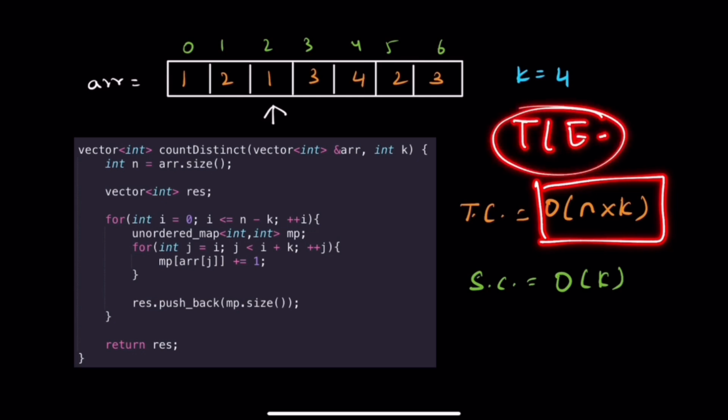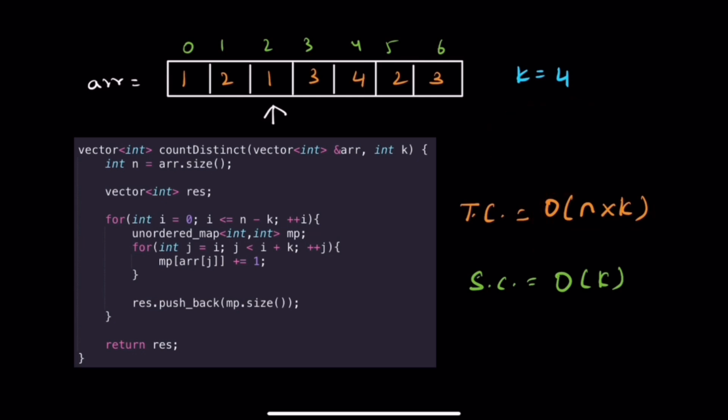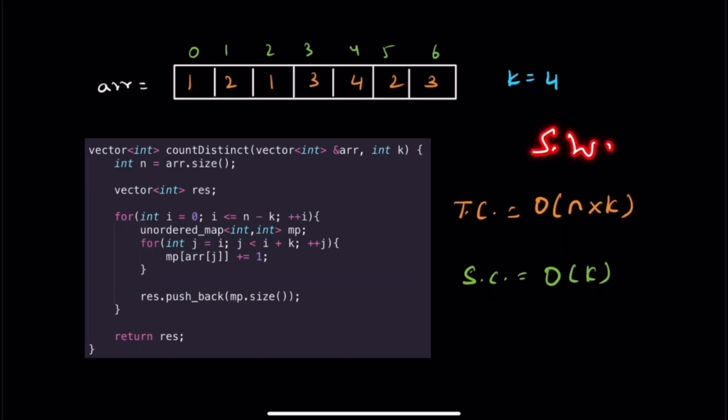Now we need to optimize this problem, and you already know how we can optimize it by using the combination of hash set with sliding window. So what is sliding window? First of all, suppose we have a k size window. Here k is 4, right? So we have considered this size of window. Now we need to slide this window by one position.